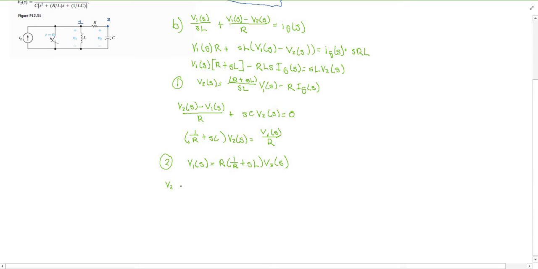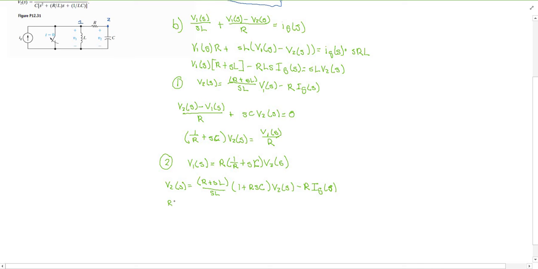So now we're going to do V2 of S is equal to (R plus SL) divided by SL times, multiply the R in equation 2, so 1 plus SRC, excuse me, this was supposed to be a C, of V2 of S, yeah, this was supposed to be a C, alright, V2 of S minus R of IG of S. Okay, so now we keep on going.